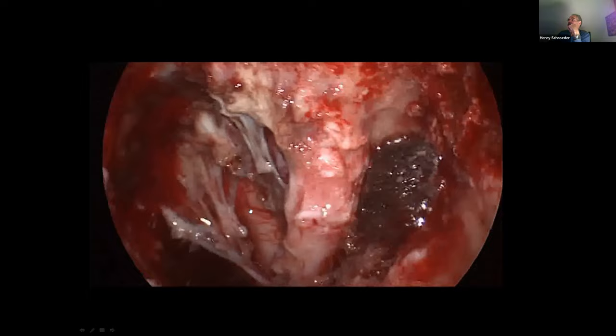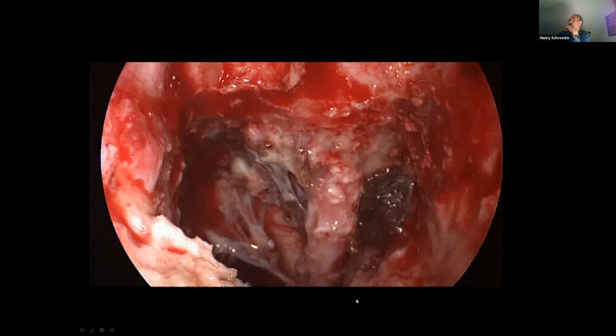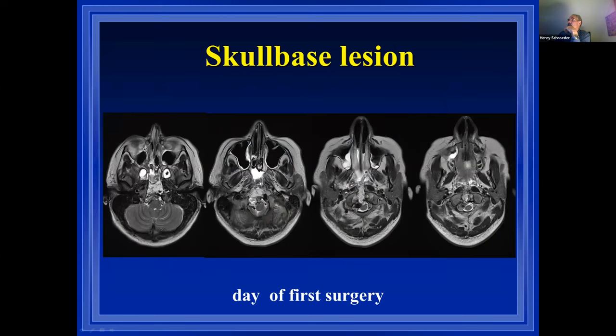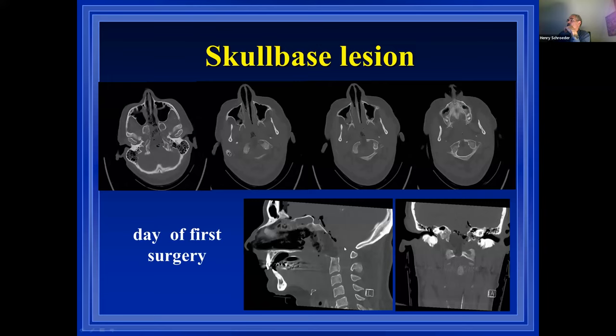And then because there was already a biopsy taken, we had no nasal septal flap. So we had to cover it with fat and lumbar drain. And you see, this is the post-op result. See here. Here's the resection, what we performed on the day of first surgery.